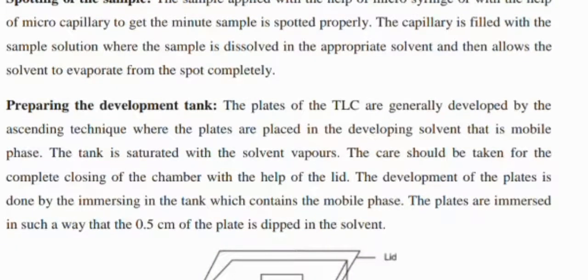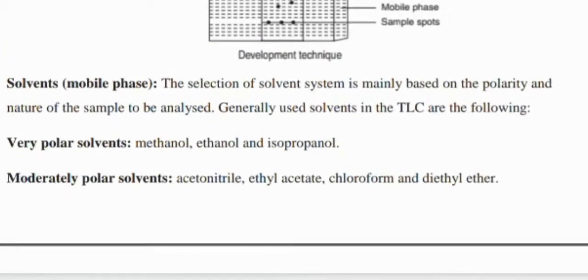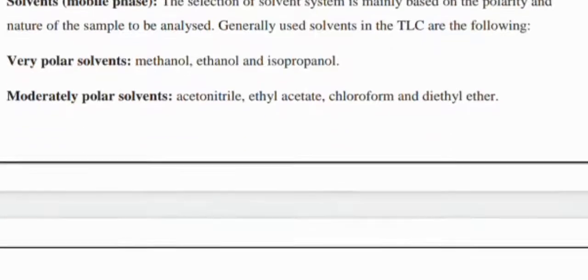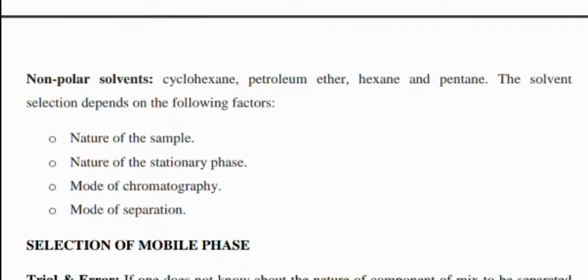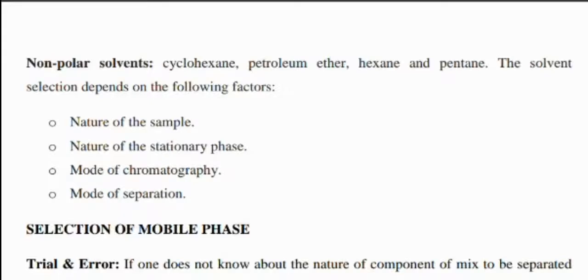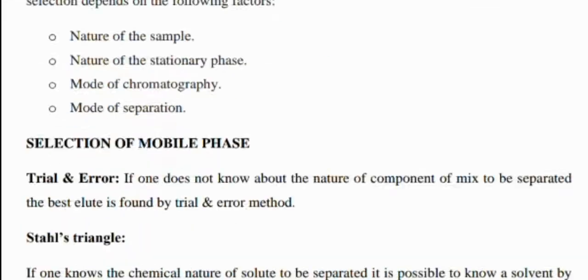Another one is preparing the development tank. The plates of TLC are generally developed by the ascending technique, where the plates are placed in the developing solvent. This is the mobile phase, and the tank is saturated with the solvent vapors. The selection of the solvent system is mainly based on the polarity and the nature of the sample to be analyzed. Generally, the solvents used in TLC include very polar solvents such as methanol, ethanol, isopropanol, and moderately polar solvents such as acetonitrile, ethyl acetate, chloroform, diethyl ether. Non-polar solvents include cyclohexane, petroleum ether, hexane, pentane. The solvent depends on the nature of the sample, the nature of the stationary phase, the mode of chromatography, and the mode of separation.